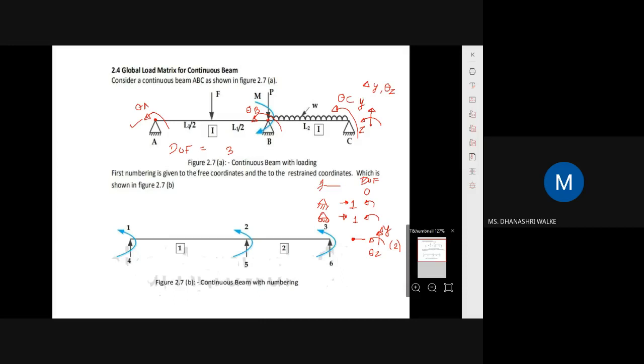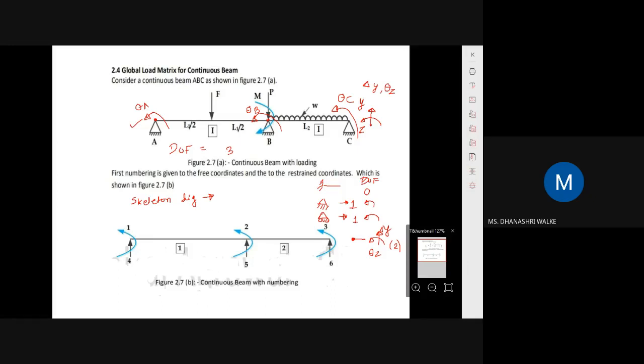Okay. Now after finding out the degree of freedom, what are we doing? We are drawing a skeleton diagram. What does the skeleton diagram show? Skeleton diagram shows the element number, node number, and we are giving the freedom and the restraint code. Okay. Why are we giving this coding? That coding gives you the values of the displacement and values of the support reaction.